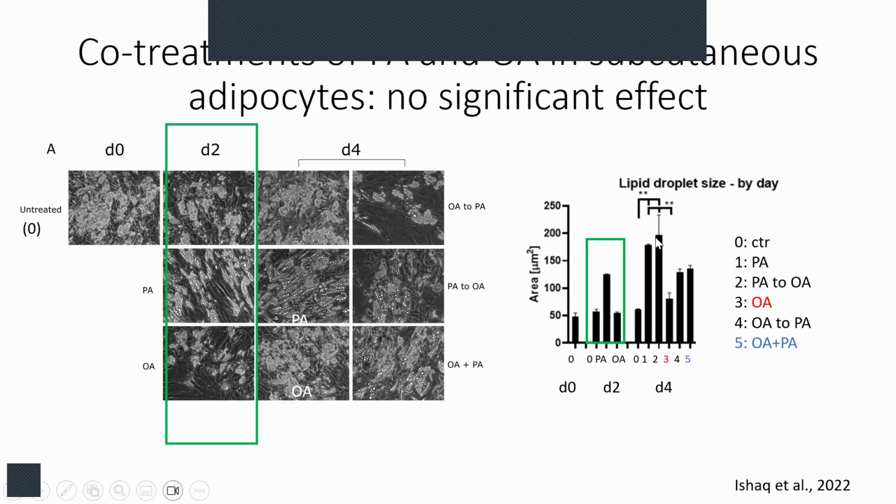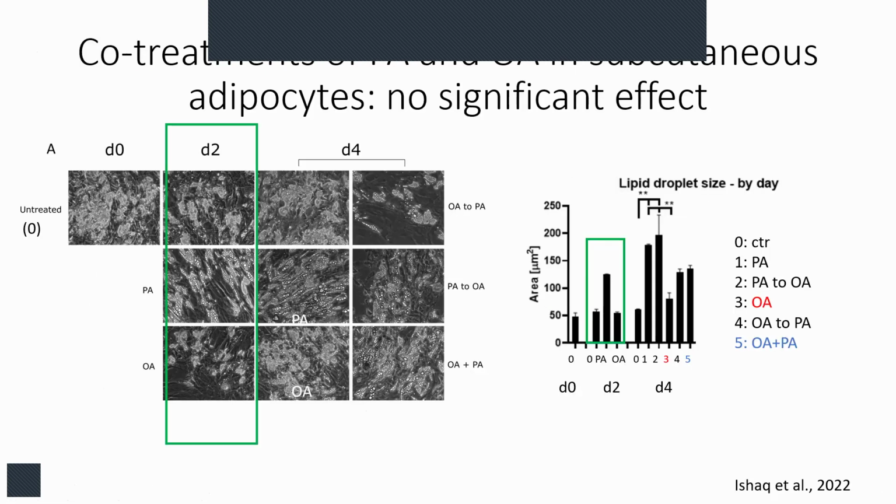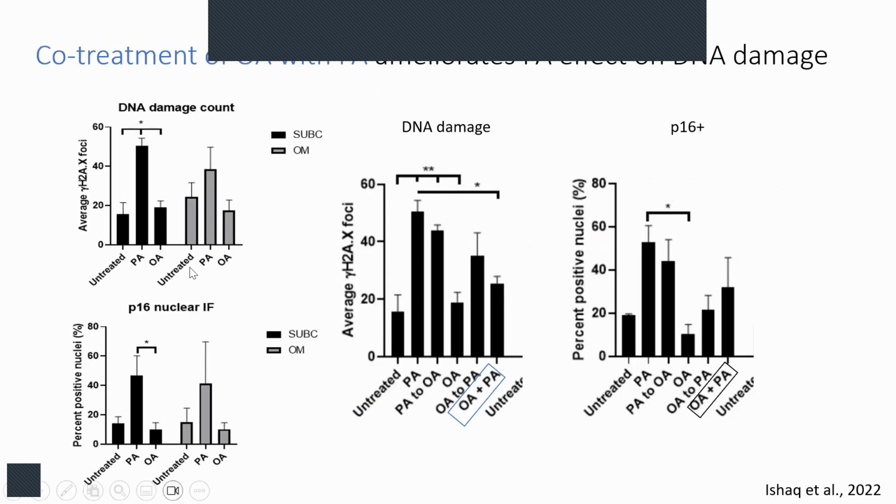Again, the same here, only PA. If you shift the PA to OA, there's no major effect. The OA is low, and the PA to OA shows an immediate effect, but nothing statistically significant. But we find a significant effect on the DNA damage. So again, we show here the subcutaneous and the omental, and also for the P16.